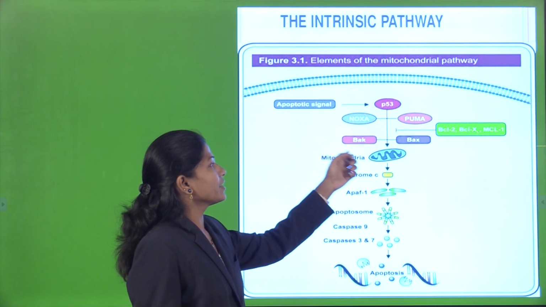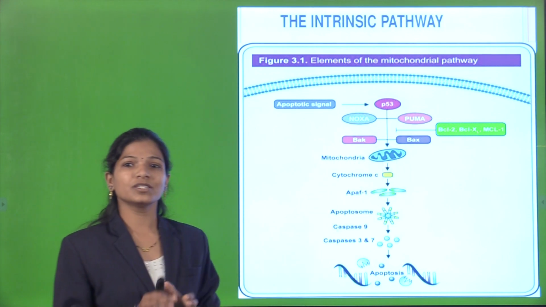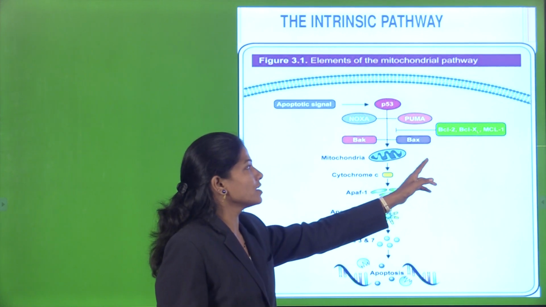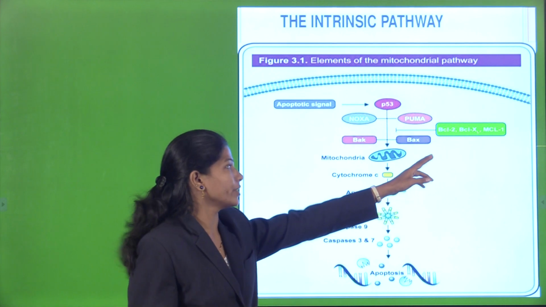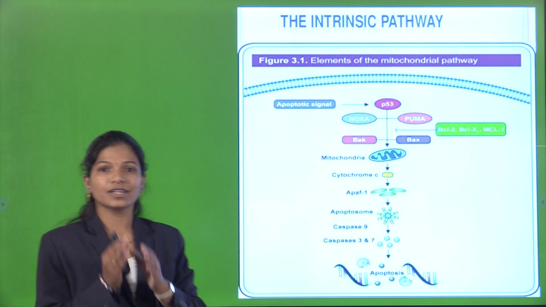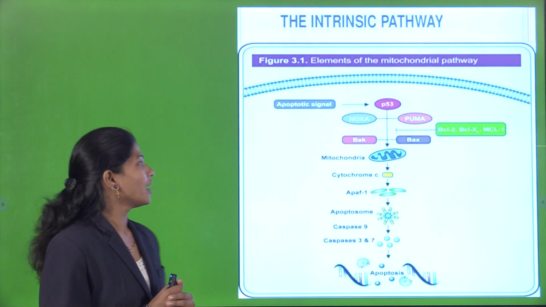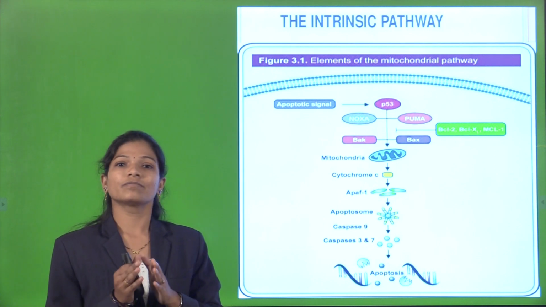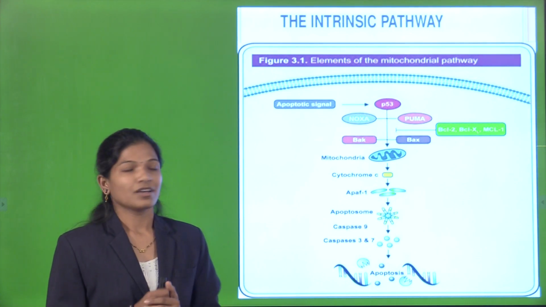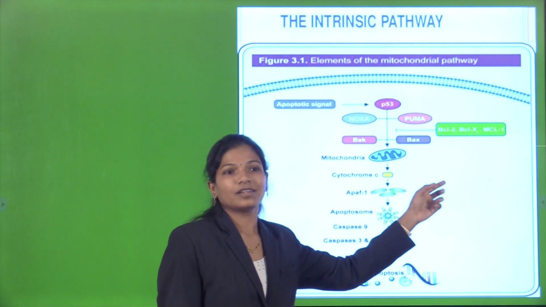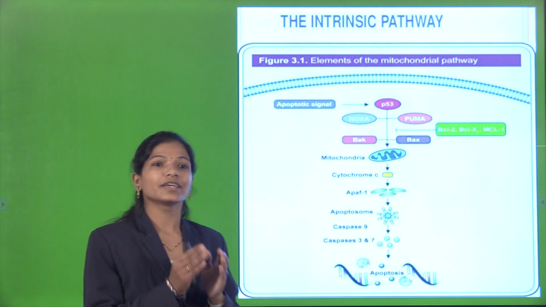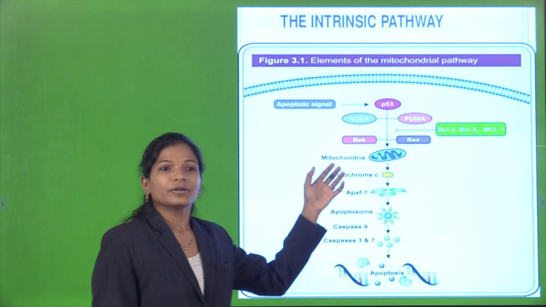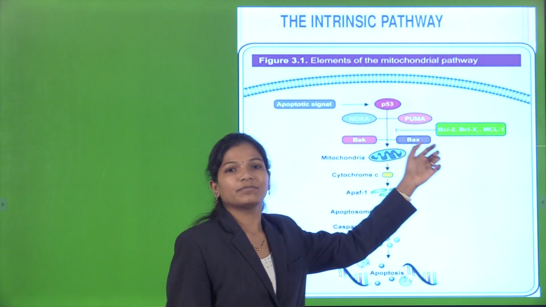Then it will activate the Bak and Bax genes. Usually in the normal cell, these Bak and Bax genes are controlled by other proteins, that is BCL2, BCLXL and MCL1. BCL2 and BCLXL are the anti-apoptotic proteins, and Bak and Bax are the pro-apoptotic proteins. They are called pro-apoptotic proteins because they stimulate apoptosis, while BCL2 and BCLXL are called anti-apoptotic proteins as they inhibit apoptosis. So in normal condition, Bak and Bax are bound by BCLXL and BCL2.